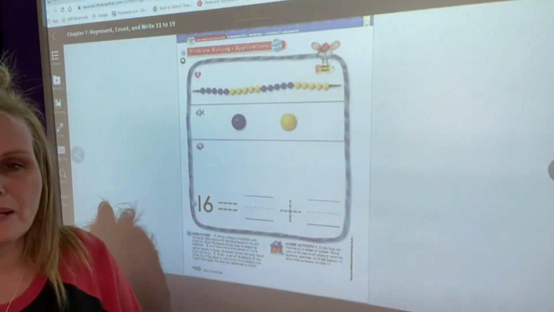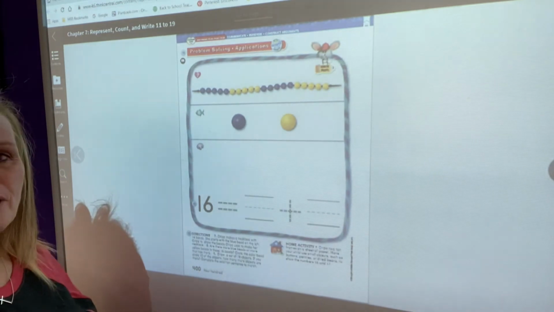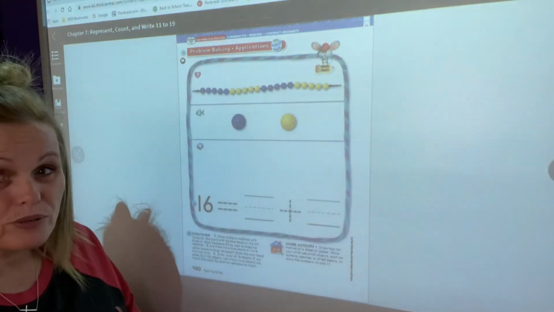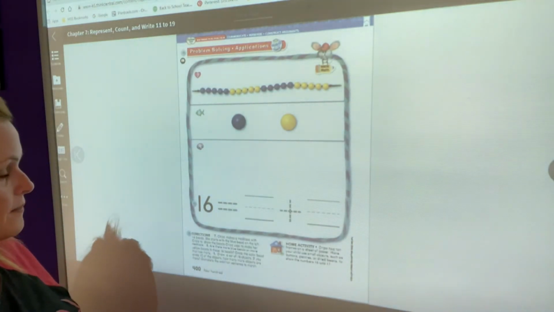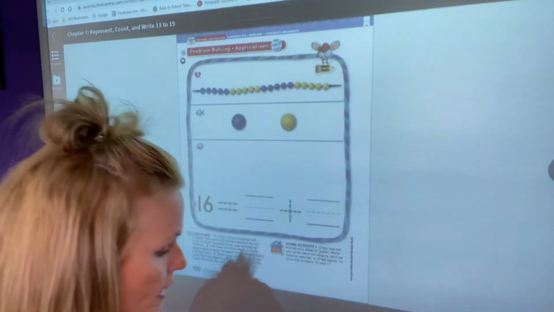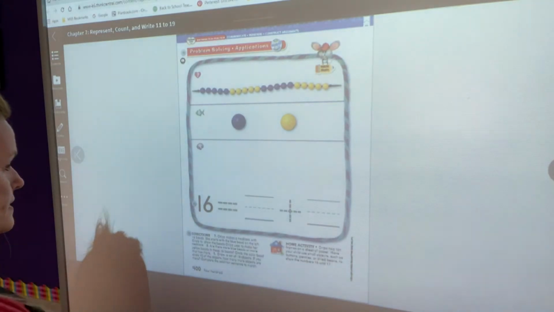Do you know that number at the bottom of the page? It is a 4 and a 0 and a 0. Do you know what that is? If you said 400, you are correct. We are on this page and number 7. We are going to count out 16 beads to make our bracelet today.